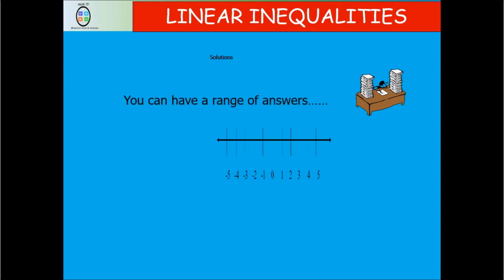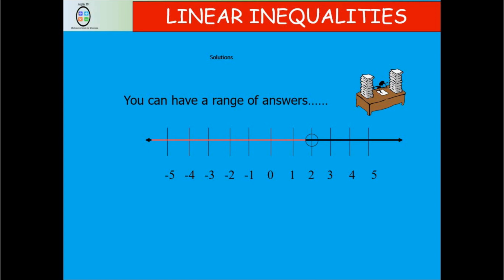As we said, with linear inequalities you can have a range of answers. First, this is a number line. We're trying to connect the two so we appreciate what we're doing. If we put a mark at the point where the value is 2 and bring the arrow to the left, notice in red, we're going to the left. So we're looking at numbers less than 2, like 1, 0, -1, -2, -3, -4, and so forth.